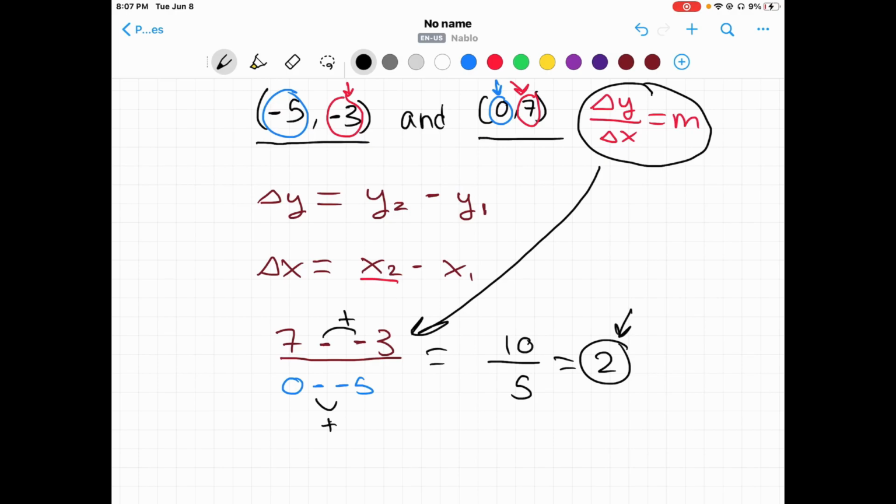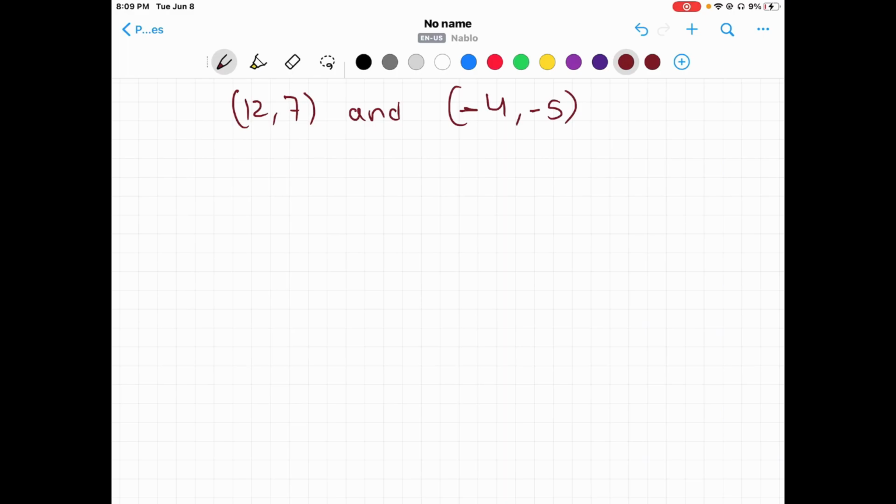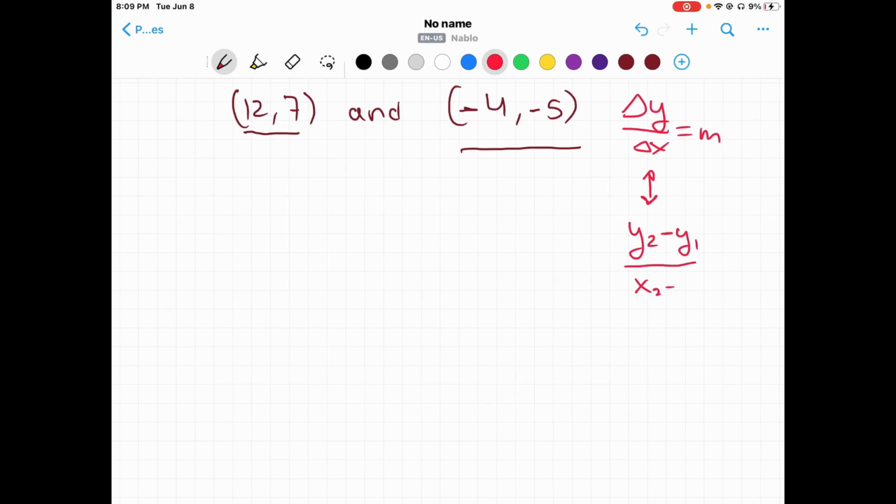Now let's do another example. Okay, so here we have another example. We're told that the points (12, 7) and (-4, -5) are a part of a linear graph, and we're once again asked to find the slope. So remember that the slope is equal to change in y over change in x, and that it can also be represented as y2 minus y1 over x2 minus x1. So just keep that in mind as we go through this example.